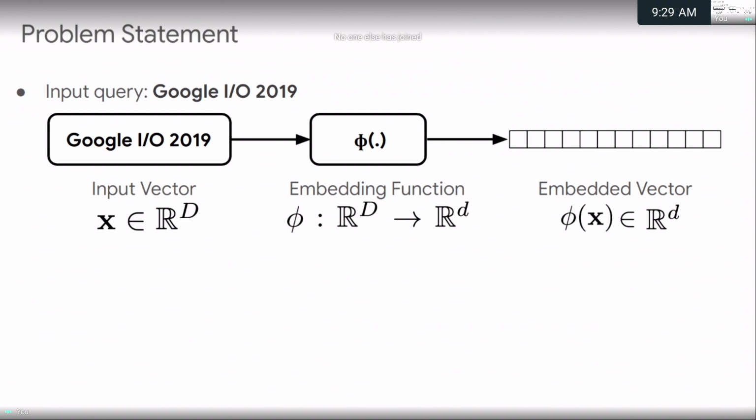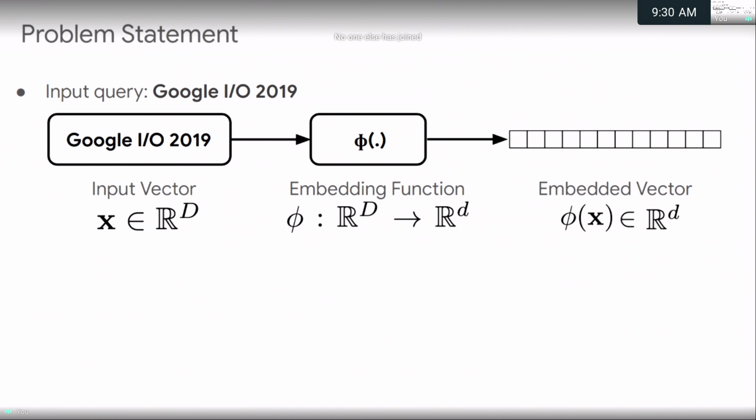One simple way is called one-hot encoding. For each word in the dictionary, we have one vector which corresponds to 1 in that specific entry corresponding to that word and 0 otherwise. In that way, we can encode every query to a mathematical vector. So for every input query, we have this input vector.